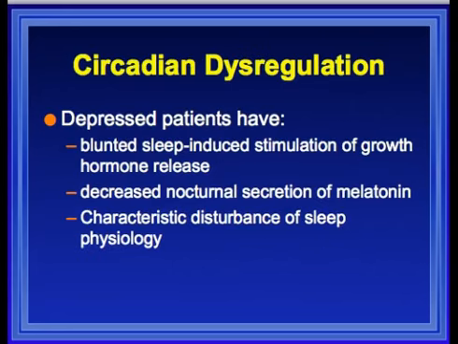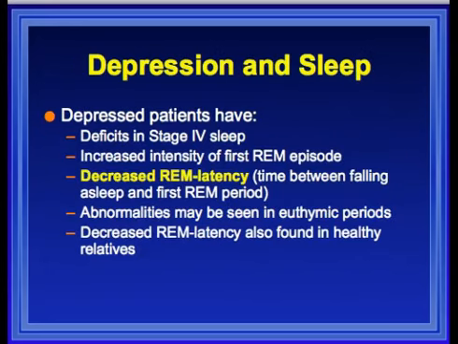Moving along to another pathological finding in depression is circadian dysregulation. Depressed patients don't make that growth hormone the way they should in the first third of the night. There's decreased secretion of melatonin, and there's some characteristic disturbance of sleep physiology, the most important one being decreased REM latency. In a normal sleeper, it takes about 90 minutes from sleep onset until the first REM episode. In depression, that 90 minutes becomes 30 to 60 minutes. Another very common finding in depressed patients, but again, it can't be used as a laboratory test because it's neither sensitive nor specific enough.